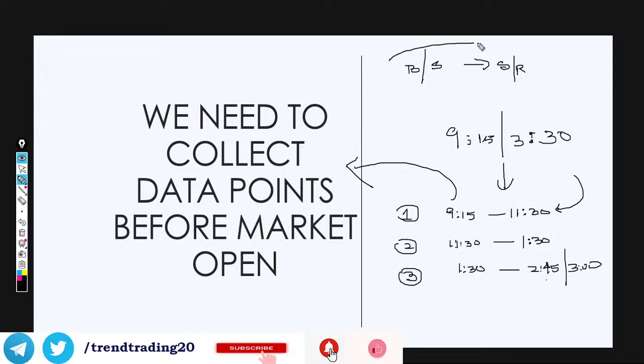Once we have collected these data points in the first phase of the market, I personally go to the second phase of the market and see whether I am getting any trade opportunities. If I am still not getting any trade opportunities, I go to the third phase of the market, that is from 1:30 to 2:45.